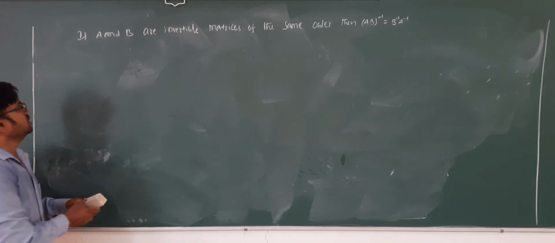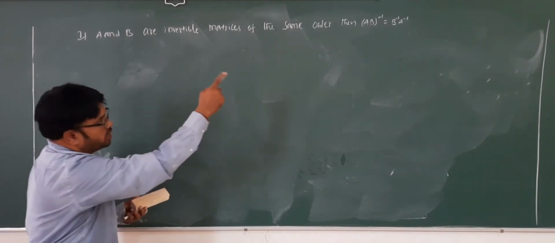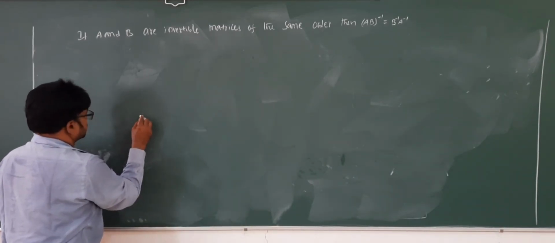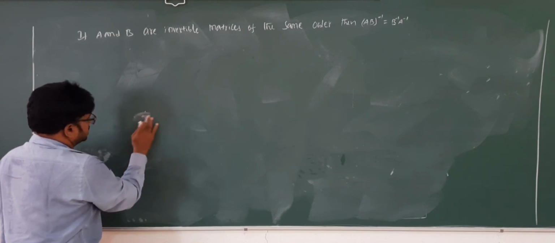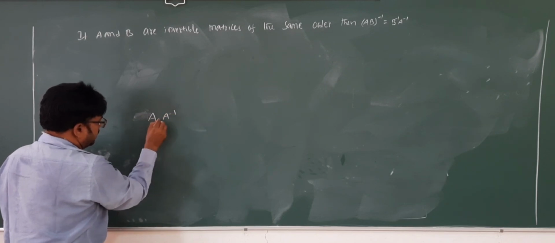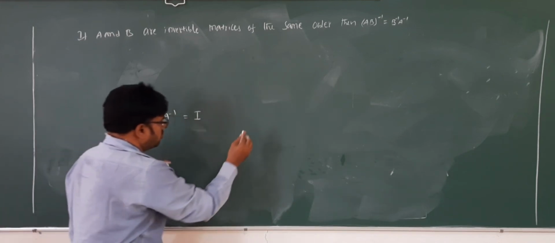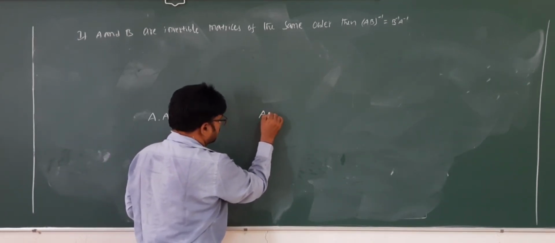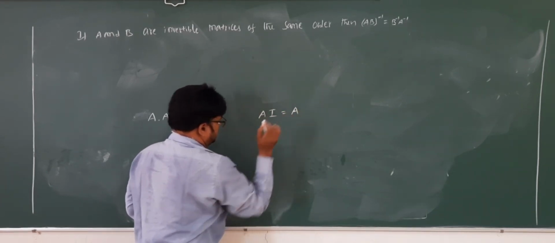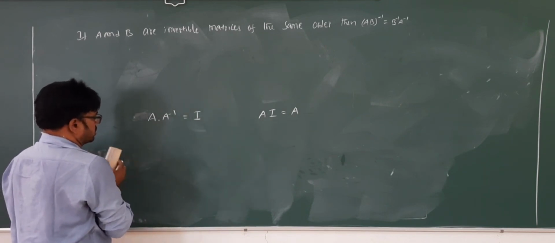Next numerical. If A and B are invertible matrices of the same order, then (AB) whole inverse equals B inverse into A inverse. See, any matrix is invertible, and we know one condition is there. A is a matrix and its inverse is A inverse. Then A into A inverse the value equals I. And if we multiply any matrix with the identity matrix of the same order, we get the same matrix. That is the known thing in matrix multiplication and inverse of the matrix.